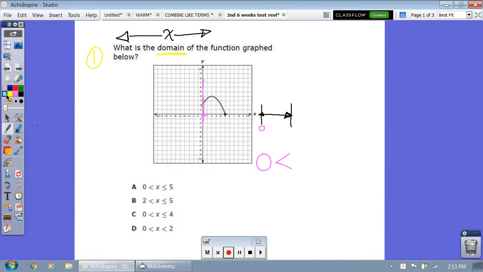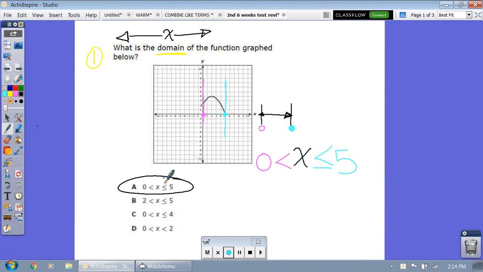And let's fence it in on the other side here. 1, 2, 3, 4. It looks like we can fence it in at 5 on the x-axis. But this is a closed circle, so we're going to use our closed circle symbol. And we are talking about the domain, the x value. So let's match it up, and it looks like our answer is A.